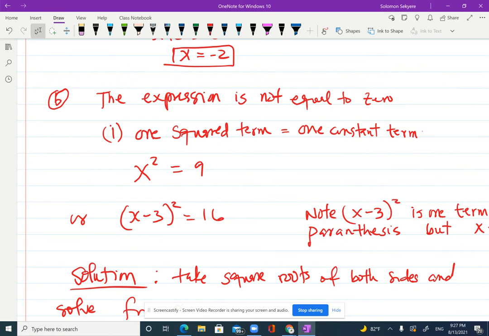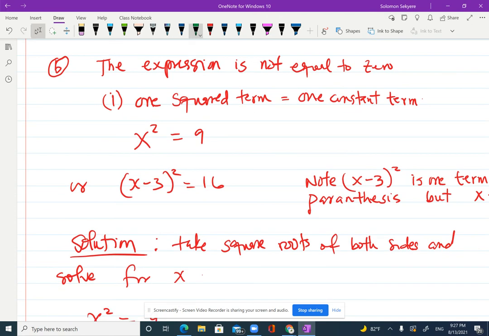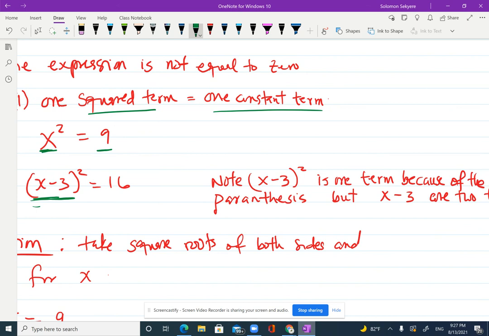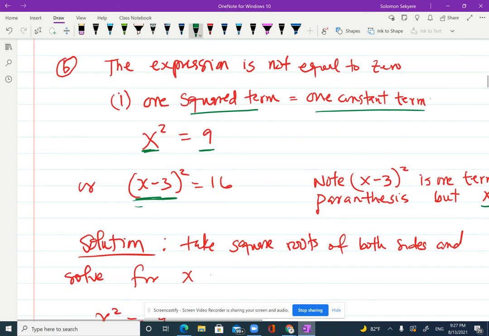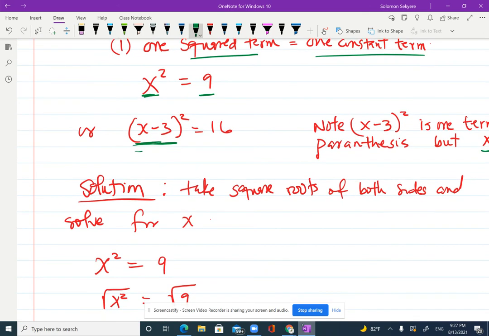What if it's not equal to 0? It's not equal to 0, but we have one term on the left and one term on the right. One term is squared, it's x squared. One term squared equals one constant term. How do I solve for it? Here's another example. This is one term, because of the parenthesis, x minus 3 becomes one term. So x minus 3 all squared is one term because of the parenthesis, but x minus 3 is two terms, x and negative 3. The parenthesis makes it one term. So we have one term squared equals a constant term.